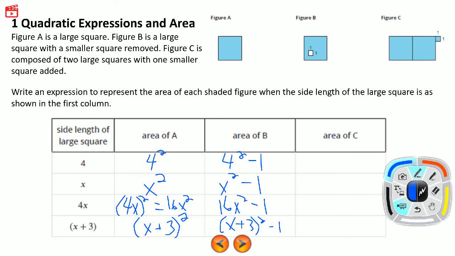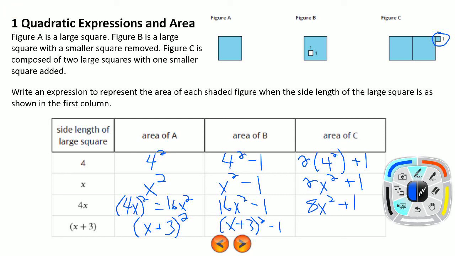And then lastly, area of C, I have 2 of them. So if I have 2 squares with a length of 4, we would have 2 times 4 squared, and then we have to add this 1 extra box. Okay. Same thing with x, but it would just be 2x squared plus 1.